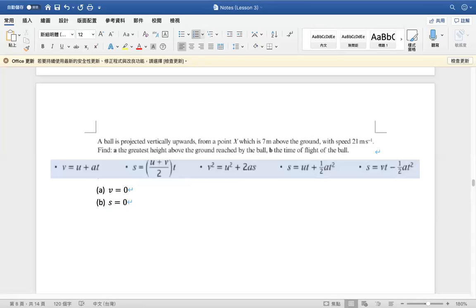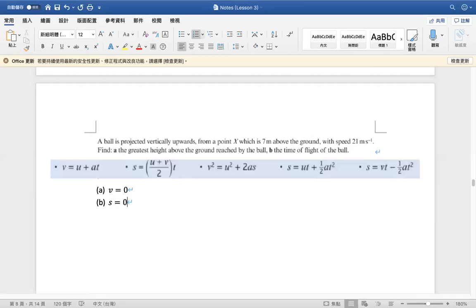No, because what does it mean by s equal to 0? That means it returns to its original position, right? Yeah. So you think about it, it should be -7. I thought it should be -7 because it's going to hit the ground, right?